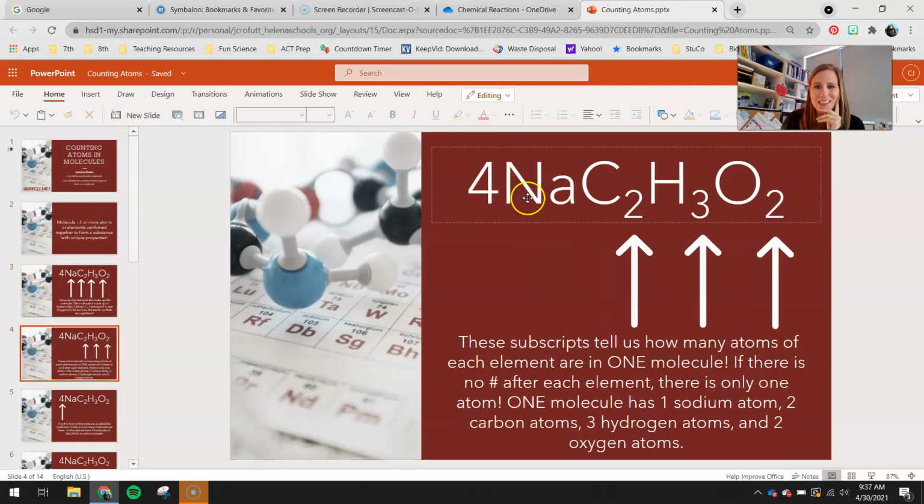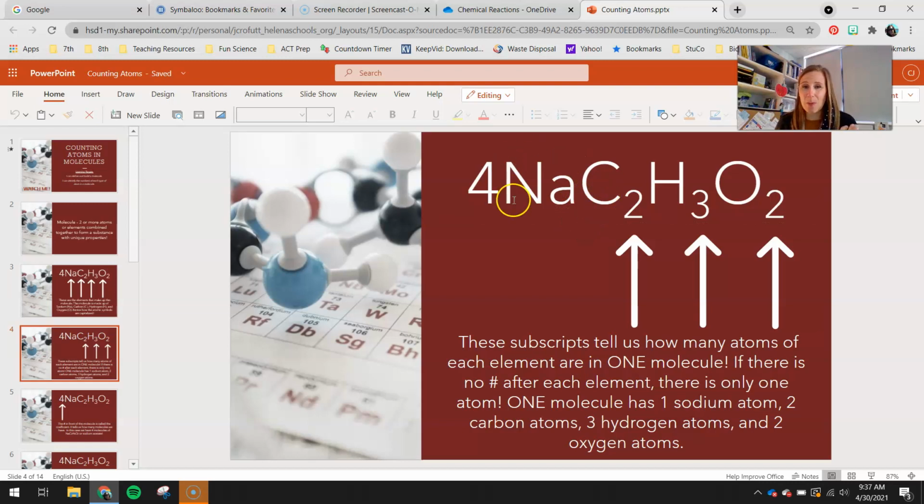Let's talk about these little numbers down here, which are called subscripts. These subscripts tell us how many atoms of each element are in one molecule. So if we're just looking at one molecule of this, this is sodium acetate. Okay, one molecule has 1 sodium. Okay, notice that there's not a little 1 written after it.